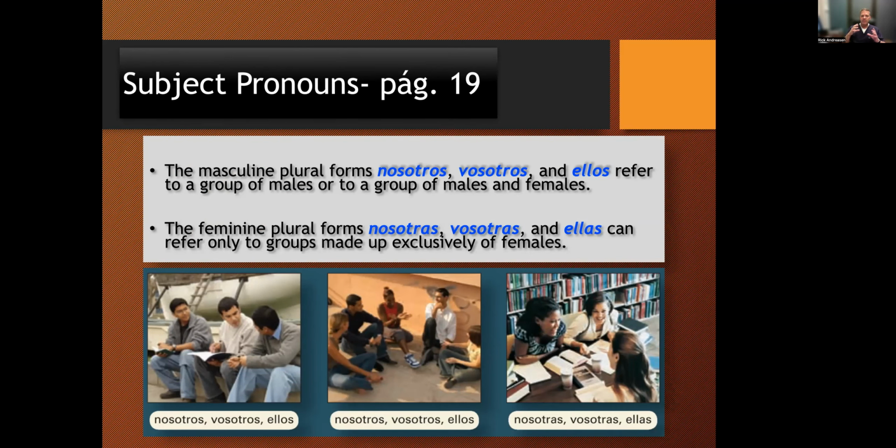We mentioned earlier that in a group, if there's one male present, it becomes a masculine group. So nosotros, vosotros, and ellos all refer either to a group of males only or to a group of males and females. The feminine form, nosotras, vosotras, and ellas, refer only to groups made up exclusively of females. So in the picture, the bottom left, you have three guys. You would say nosotros or vosotros, ellos. In the middle one, there's men and women. You go back, nosotros, vosotros, ellos. Whereas in the third group, those smart ladies studying in the library together are exclusively female, nosotras, vosotras, and ellas.